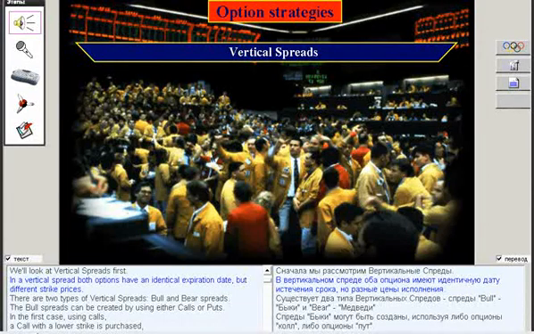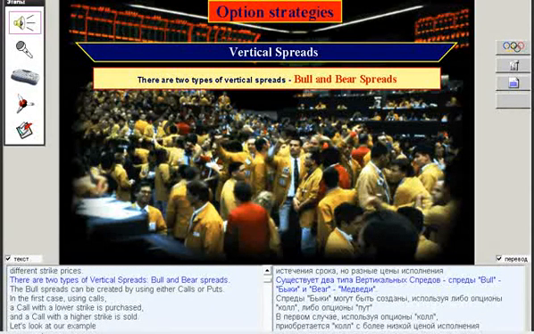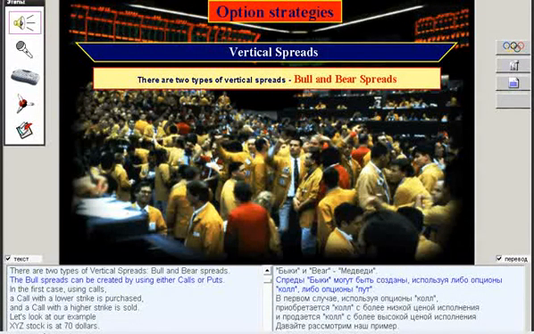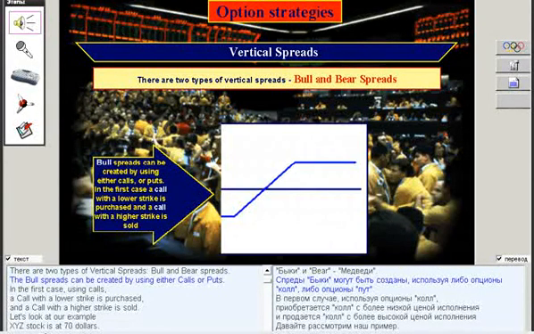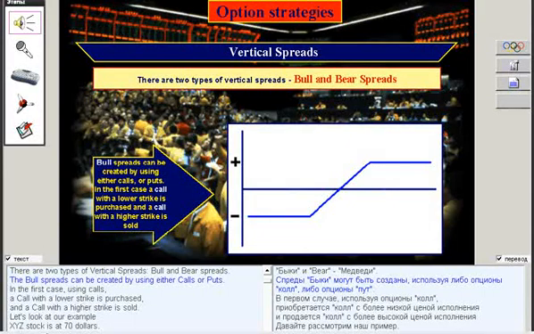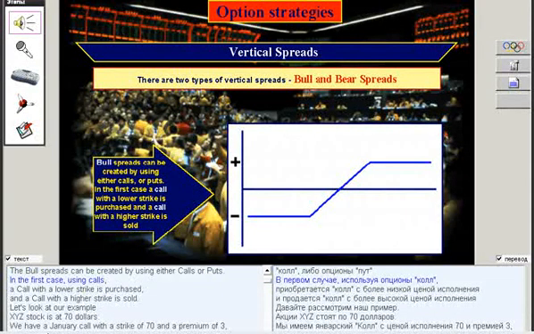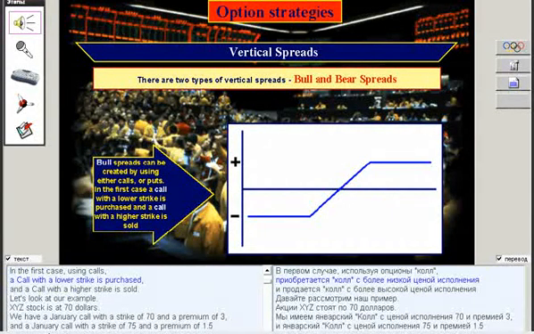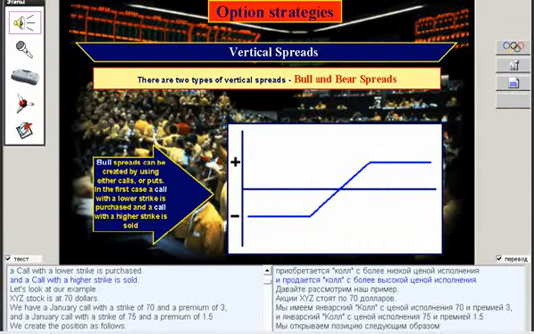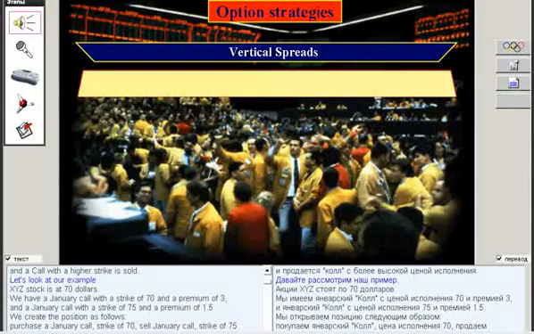In a vertical spread, both options have an identical expiration date, but different strike prices. There are two types of vertical spreads: bull and bear spreads. Now, bull spreads can be created by using either calls or puts. In the first case, using calls, a call with a lower strike is purchased and a call with a higher strike is sold. Let's look at our example.